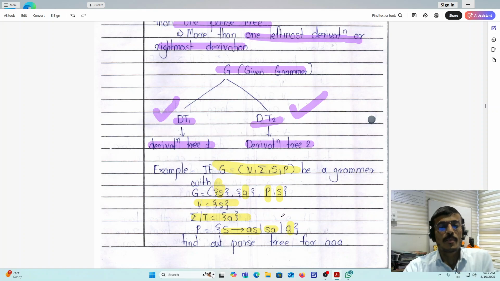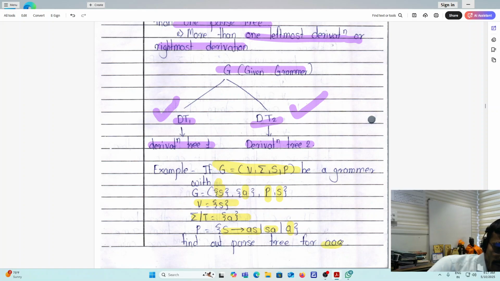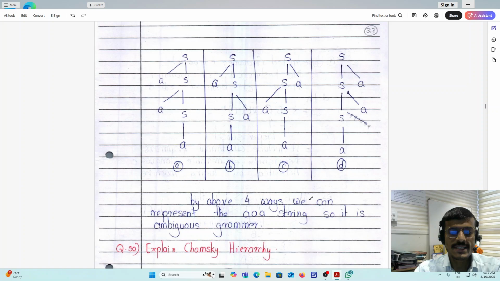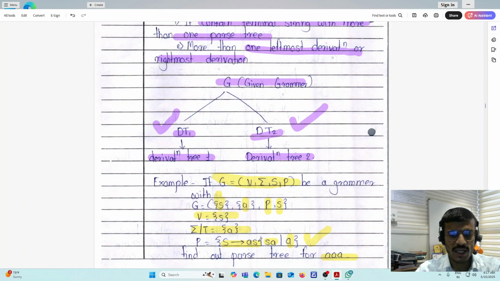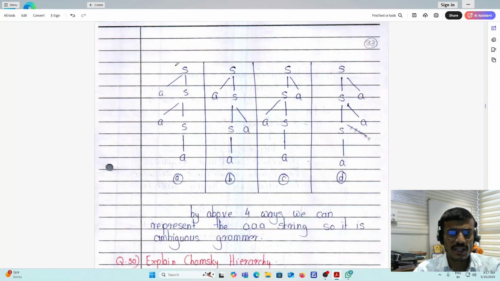And what we have to do is, by using this, draw the derivation tree for AAA. By using these productions you have to draw the derivation tree for AAA. So these are the possible results. Starting with the production S tends to AS, SA, A. If you go for S tends to AS, that is a possibility. If you go for S tends to SA, that is a possibility. And again, if you go for S tends to AS, this will happen. S tends to SA, this will happen. That is the idea.